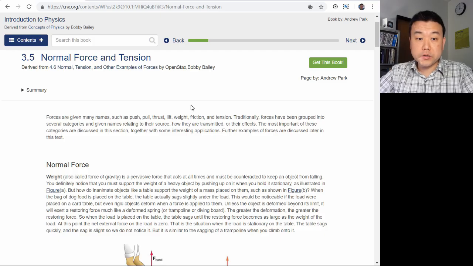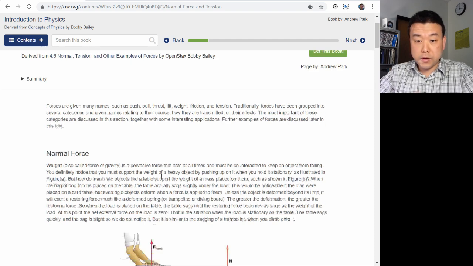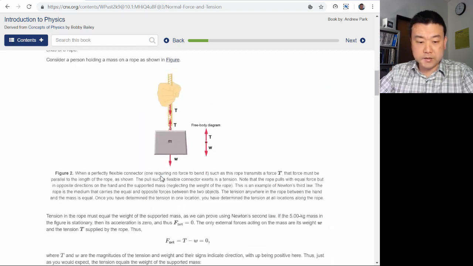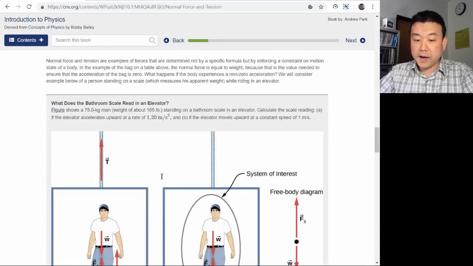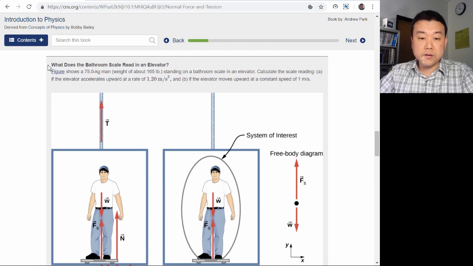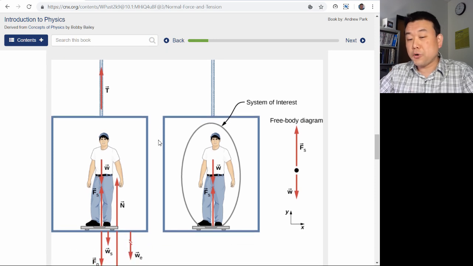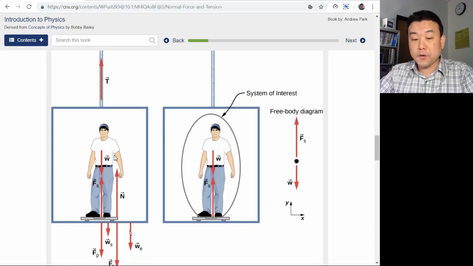This is a video illustration for this example in section 3.5, normal force and tension. So at the end of the chapter is this example of a guy on a scale in an elevator. It asks, what does the bathroom scale read in an elevator? And it describes the elevator accelerating. So what the scale reads, which is the normal force, is supposed to be a little bit different from the weight, which is what you're used to finding.